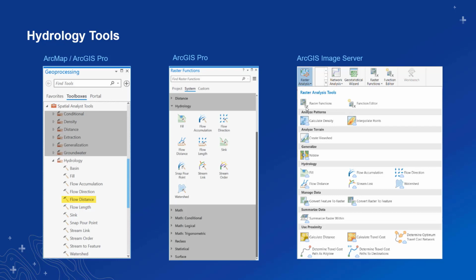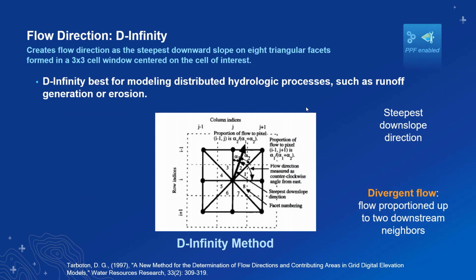I will not talk about all of these functions, but will do a quick review of a few capabilities that you might not be as familiar with. Flow direction is one of the fundamental hydrology functions. It defines which cell the water will move to and is critical in hydroprocessing of digital elevation models.